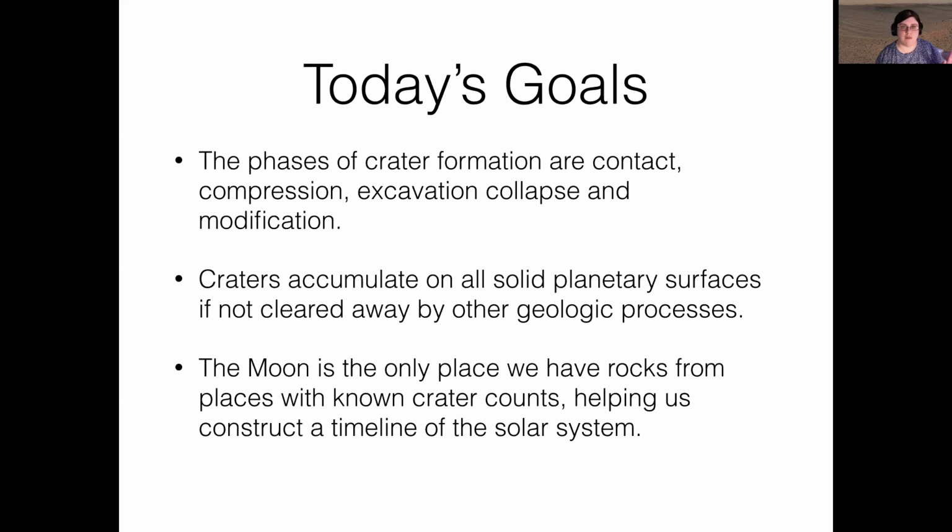So, all right, what did we talk about today? We talked about the phases of crater formation: contact, compression, excavation, collapse, and modification. That craters accumulate on all solid planetary surfaces and are cleared away by other geologic processes. And the moon is basically the linchpin of our timescale for the solar system, because we have both good crater counts over the entire moon, because the moon is full of craters, and we have rocks for which we've determined absolute dates by radioactive dating, which we're going to cover later in the course.